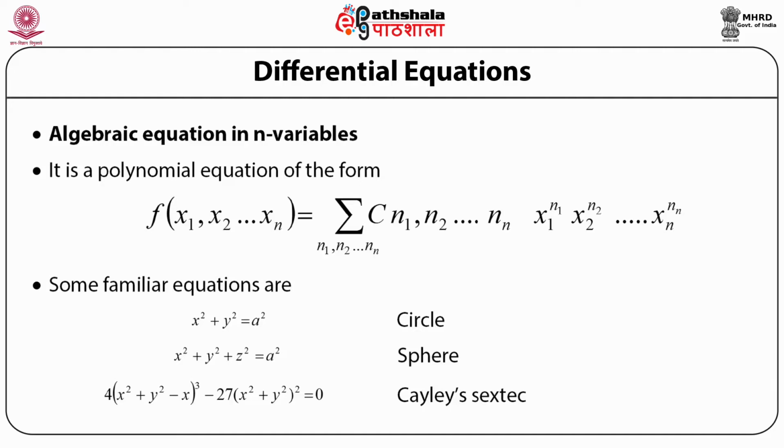Another interesting equation is called Cayley's Sextic equation, and this is again an algebraic equation in two variables, with the reading as 4 times (x square plus y square minus x) to the power 3 minus 27 times (x square plus y square) whole square is equal to 0.